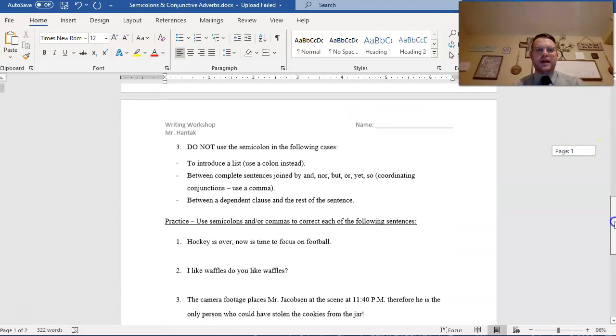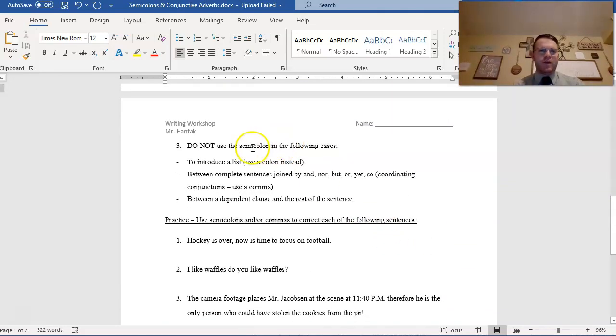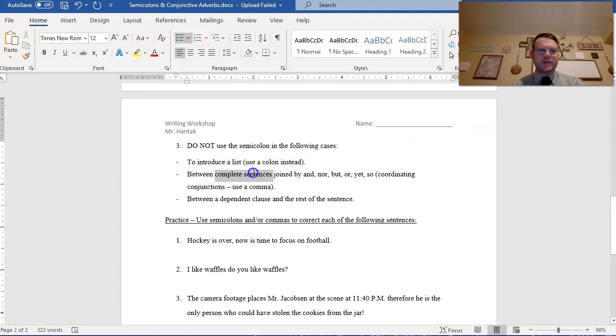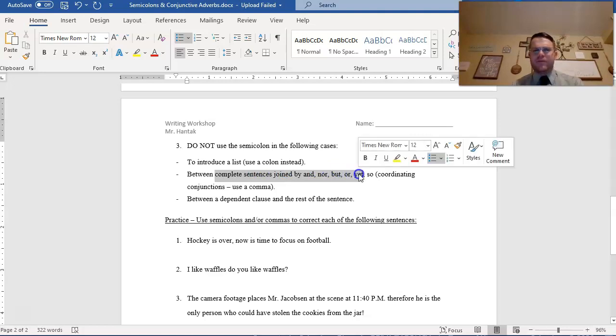There are a couple of do-nots with semicolons. There's a few cases where you might be tempted to use a semicolon that you'll want to avoid. For one, do not use a semicolon to introduce a list. We're going to look at colons either next week or the following week. You use a colon to introduce a list instead of a semicolon. We do not need to use semicolons between complete sentences joined by and, nor, but, or, yet, or so, and for. I don't know why I didn't include the F in fanboys there.